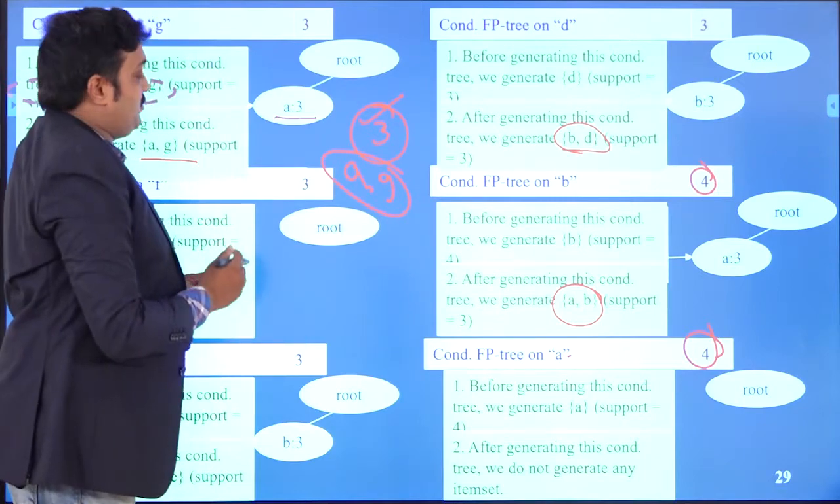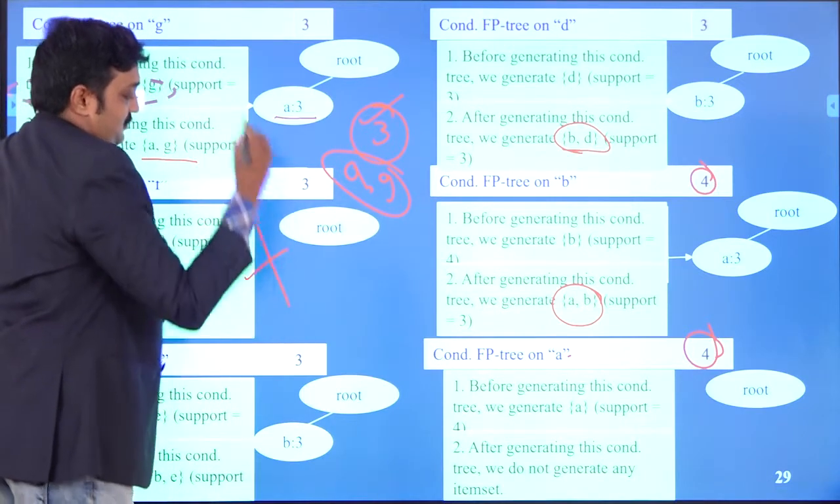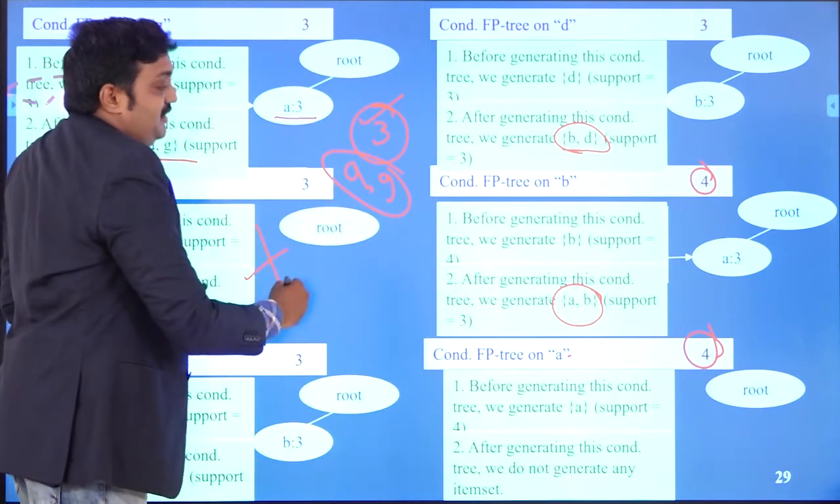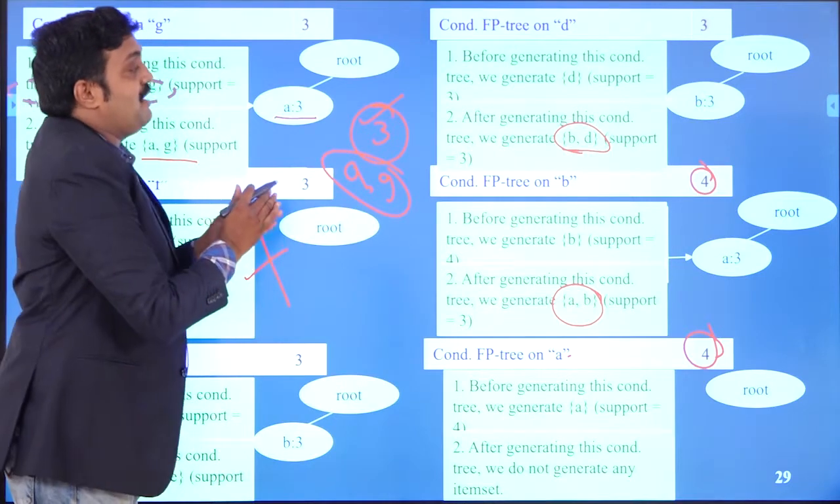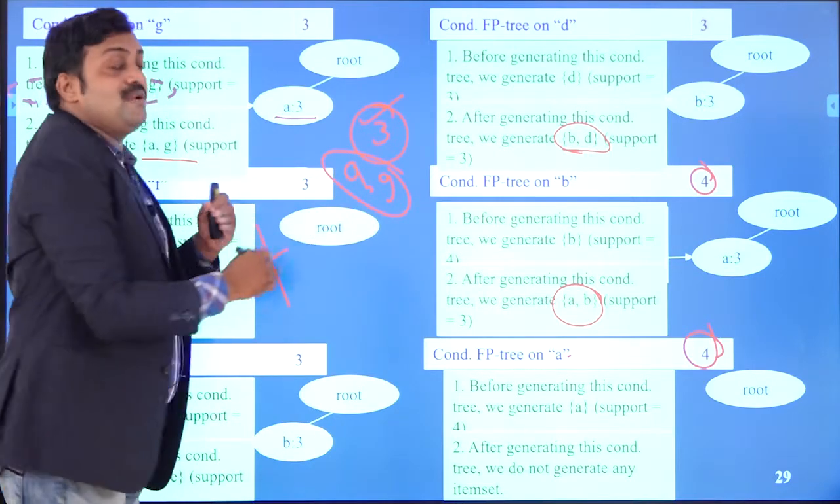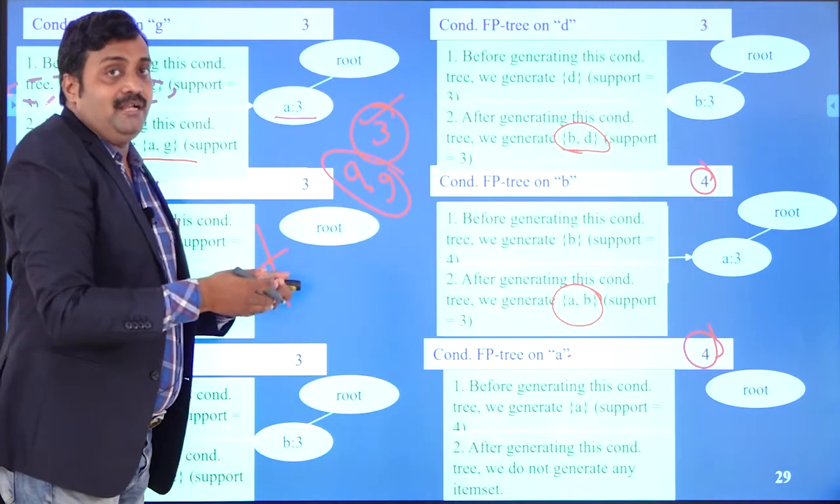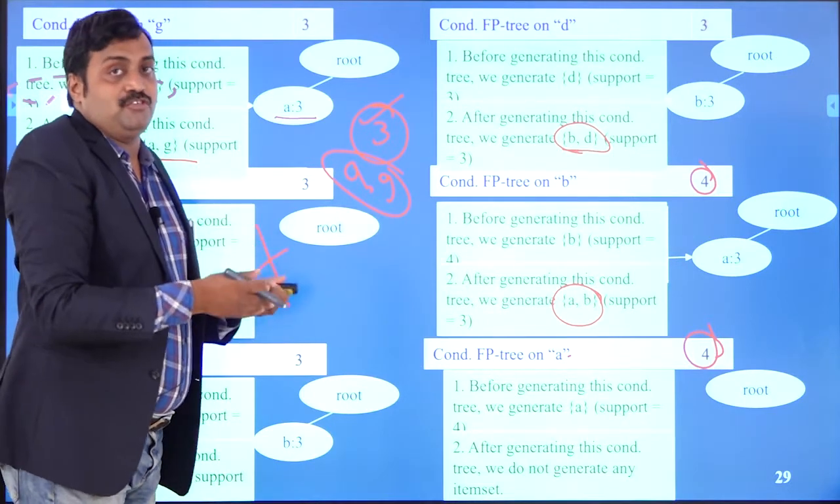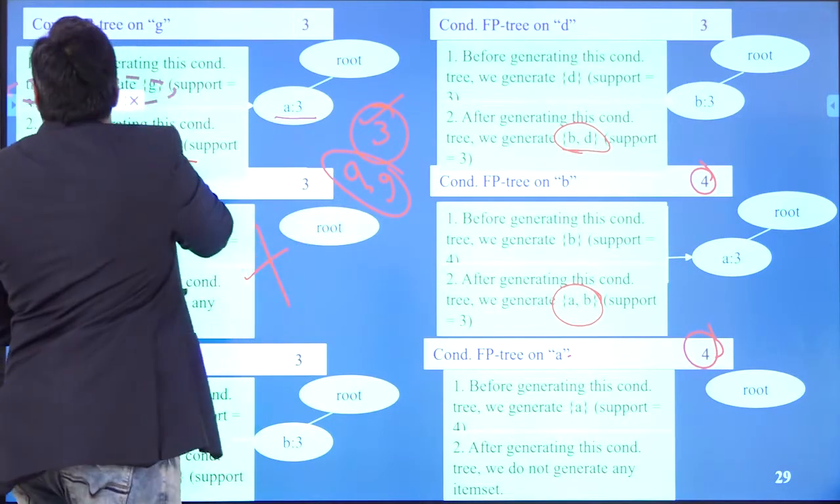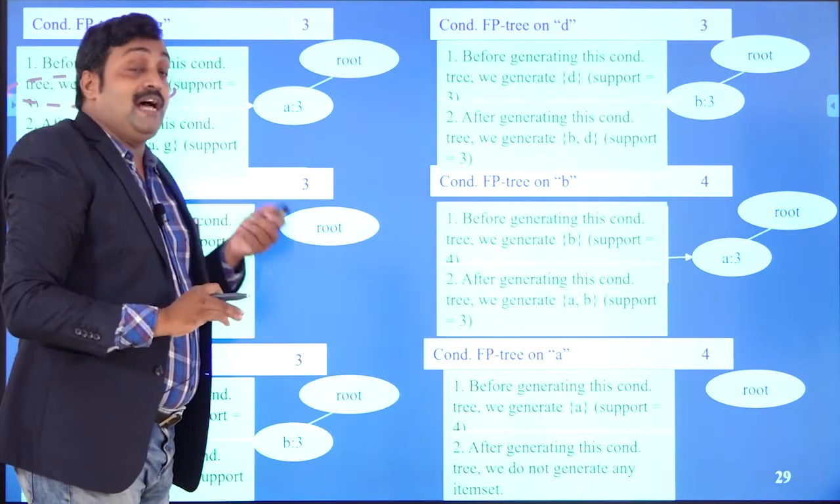If those are satisfying, and with F there is no combination. So there is no combination with any item with F. So we are eliminating the infrequent item with the combination of F. Even though F is frequent, there is no combination with F. So we are going to eliminate that one. Okay. So this is the way how we are going to do it.